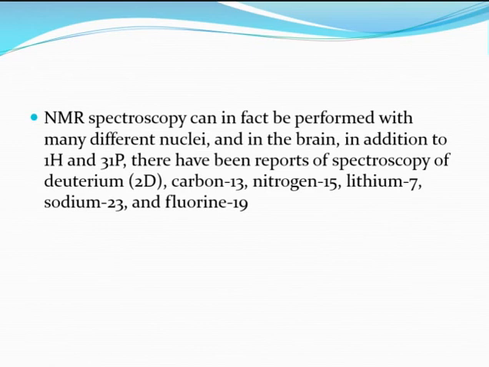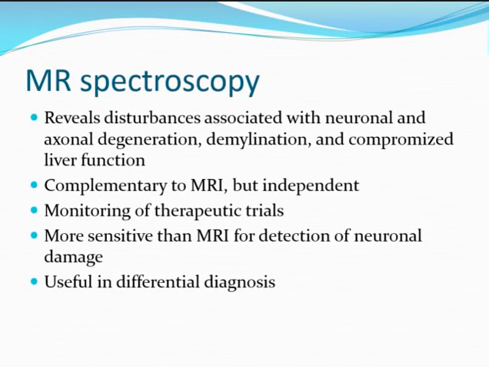There is hydrogen, phosphorus, and then there have been reports on spectroscopy of deuterium, carbon, nitrogen, lithium, sodium, fluorine. All of these, for the time being, are just for research purposes. The main use till now is for hydrogen spectroscopy. The only clinically approved spectroscopy is for hydrogen. So it reveals disturbances associated with neuronal and axonal degeneration, demyelination, and even compromised liver function.